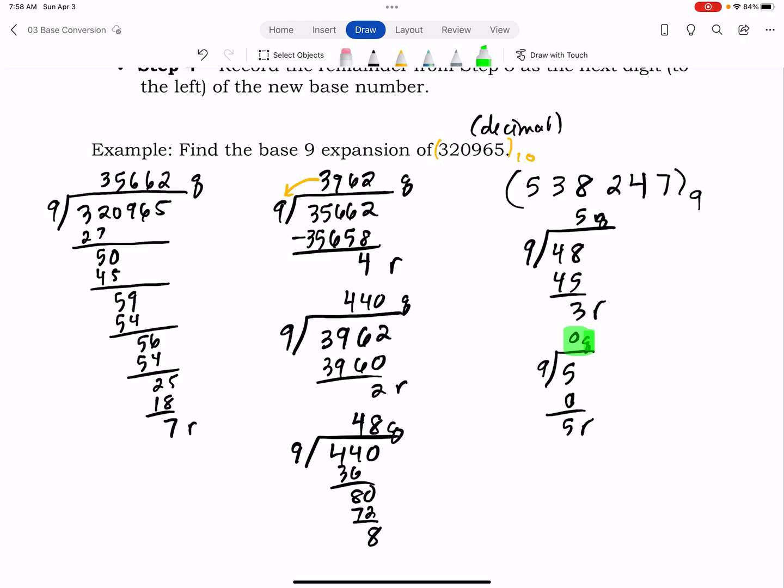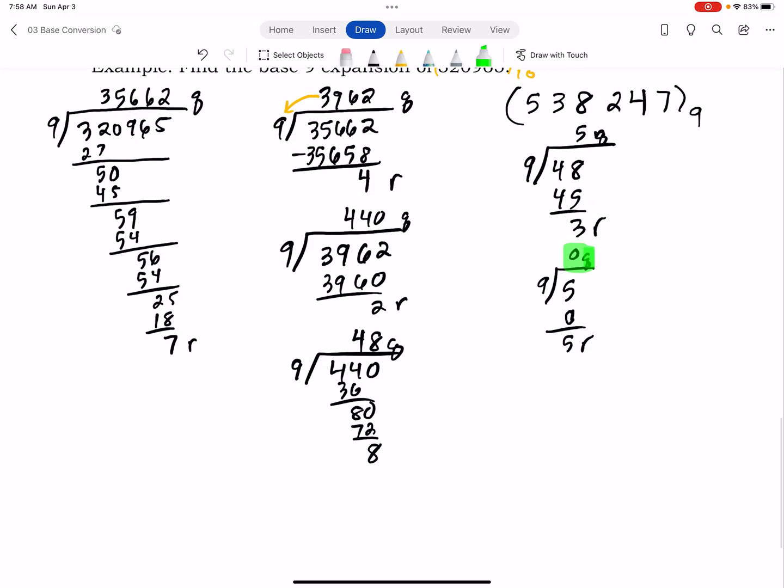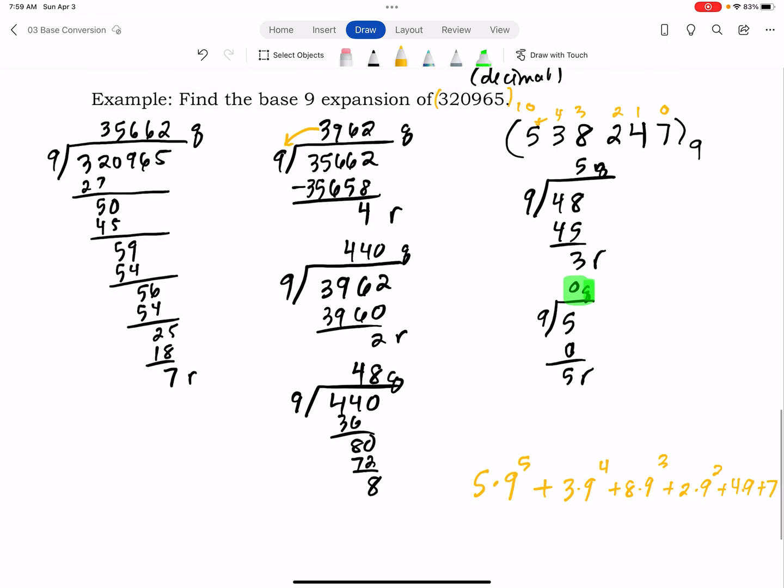So the base 9 expansion of the decimal number 320,965 is 538247. You could check your answer by remembering this is the 0, the 1, the 2, the 3, the 4, the 5 column. So you could do 5 times 9 to the 5th plus 3 times 9 to the 4th plus 8 times 9 to the 3rd plus 2 times 9 squared plus 4 times 9 plus 7. And that should give you 320,965.